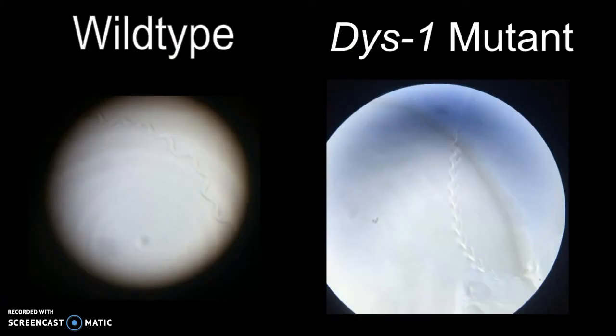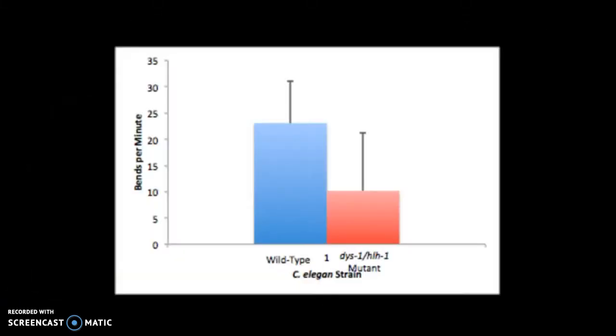On the left, you can see tracks from a wild-type C. elegans, and on the right, a mutant. The tracks are a little bit different. With this data, we compiled and averaged the data for the wild type and the mutants, and the wild type had more body bends per minute on average.